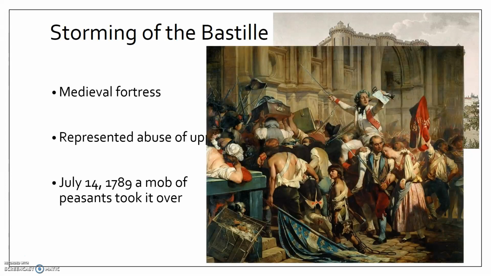They went in kind of thinking they were going to take all of the weapons and so forth. They did release some of the prisoners. They killed the commander. There really wasn't anything there, but it was a symbolic gesture. It was a symbolic gesture that the people were not going to sit idly by and allow their government to oppress them anymore. And that scared the king. That scared the first and the second estate as well. And it made them recognize that something has to be done.